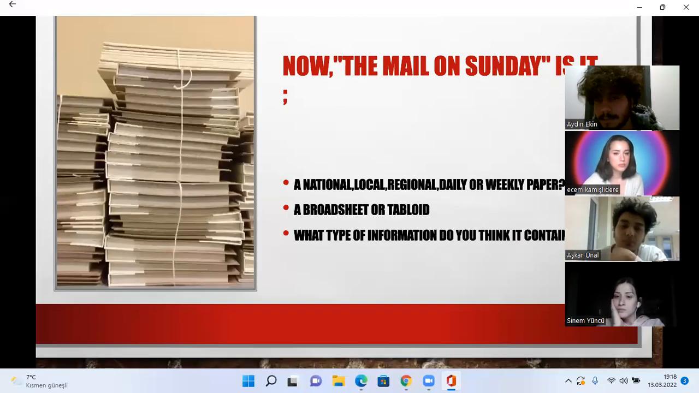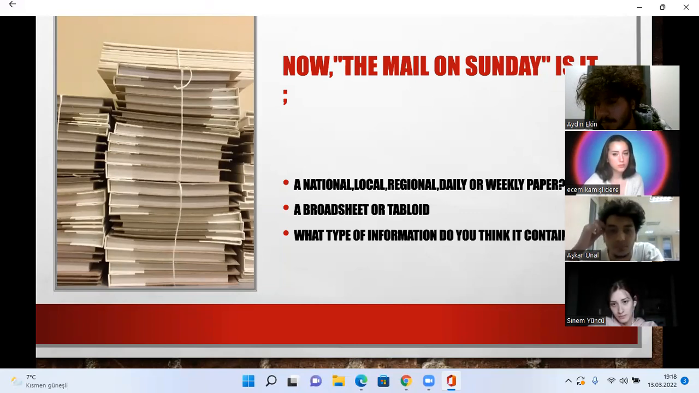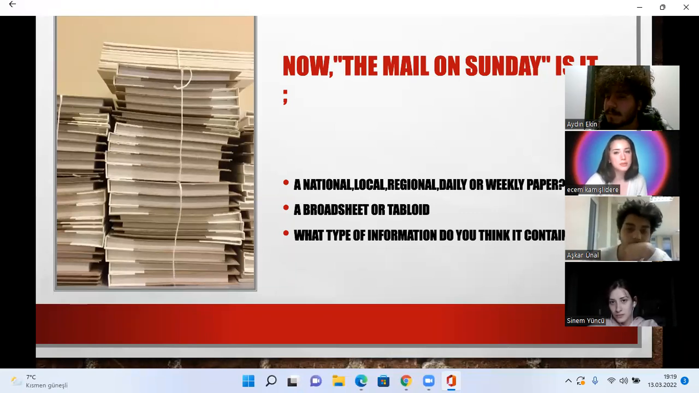And the next one is The Mail on Sunday, as its name suggests. Do you think it's published weekly or daily? Weekly. On Sunday. Yes, on Sunday. And do you think it's a broadsheet or a tabloid? Tabloid. Yes, that might be true. And what about the information it contains? Magazine, regional maybe? Sorry? Hey, you go first if you want. I think magazine because it comes out every Sunday, and on Sundays a lot of people like to read about sports and magazine things. Yeah, you're right. So if it's published weekly, it of course should have some magazines.